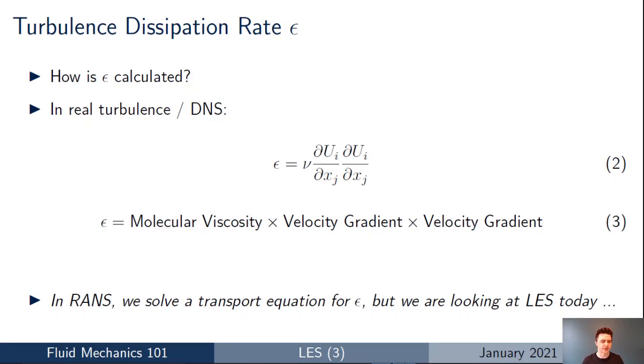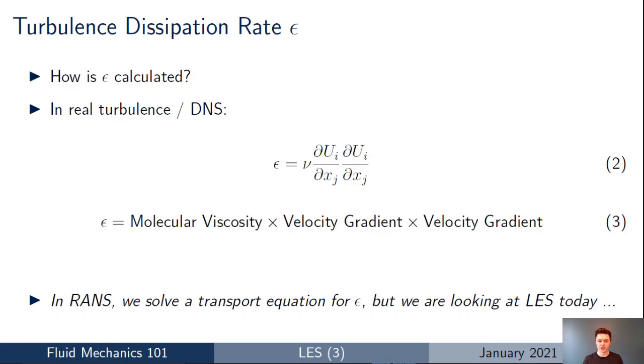But how is the turbulence dissipation rate calculated? Well, if we think of a real turbulent flow or a DNS simulation, for example, the equation that you want is given there in equation 2. We see that the dissipation rate is given by the molecular viscosity multiplied by the velocity gradients in the flow squared, or multiplied by themselves. Of course, there'll be a proper tensor operation if you consider the full velocity gradient tensor there. But for the moment, we don't really need to think about that. Conceptually, the turbulence dissipation rate is just given by the product of the molecular viscosity and the velocity gradients in the flow.